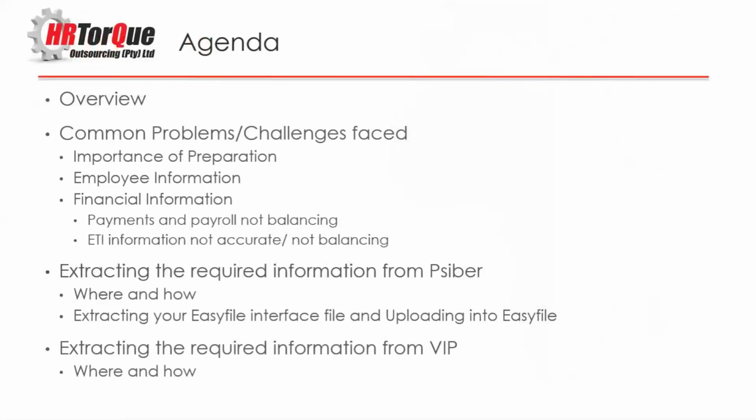So today we'll be going over just a quick overview of what the submission involves, what information we suggest that you try and keep up to date or keep current, and you make sure that you try and get that during your onboarding processes. How do we extract the information from Psiber, which I'll be going through, and then how do we extract that information from IRP, which Charlene will be going through. And then just once you've got that information out, how do you actually upload it into EasyFile? And if there are any errors, how do you have a look at what those errors are?